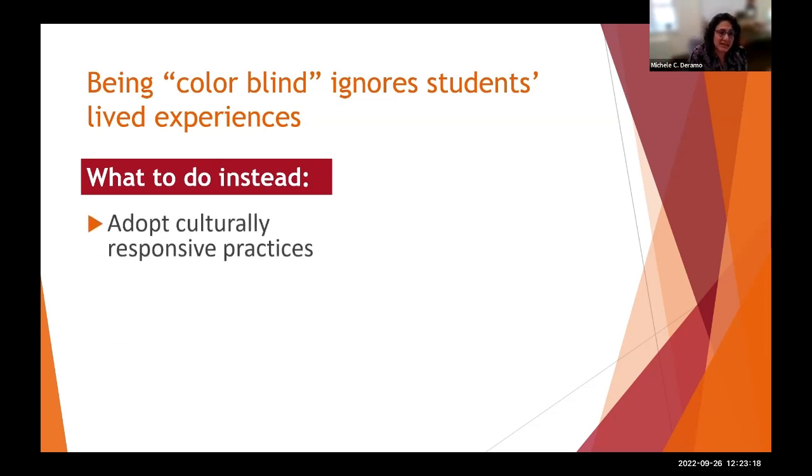So what to do instead is to adopt culturally responsive practices. Now, what does that mean? Culturally responsive practices are ones that incorporate students' cultural references into all aspects of teaching and learning. So it might be, how do we activate students' prior knowledge? What do students bring to the classroom that will be relevant to how they learn and interact with the material? How can we make the learning contextual to what students already know? How do we enable students to leverage their cultural capital in the process of interacting with the material?